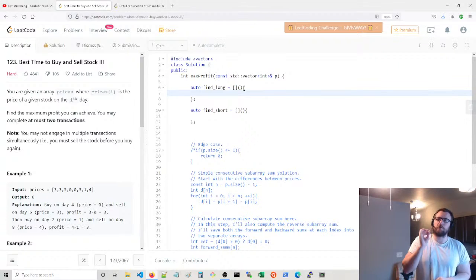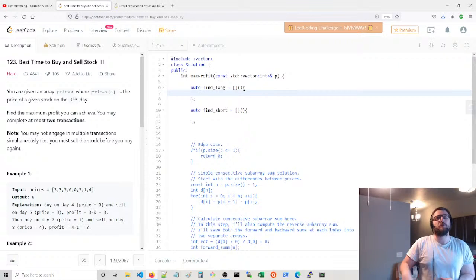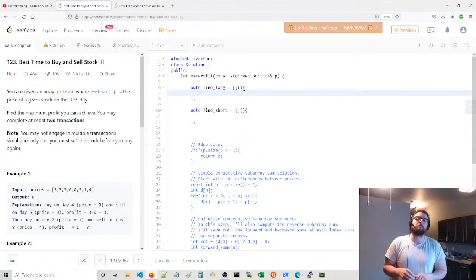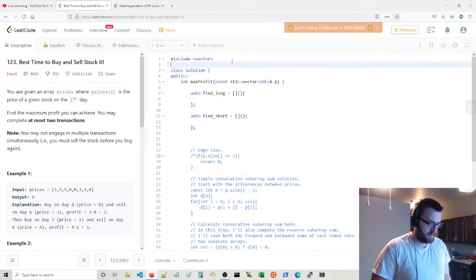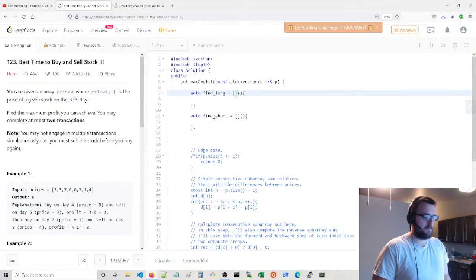Short's going to, if we short the stock, we're going to sell then buy, right? So we're going to sell the stock and then buy it back, and we're going to find the best time to do that, to find the optimal difference there. The short, we don't actually need the indices, by the way, so we're not going to return the indices. So we're going to use a tuple, and I'll explain why we're doing this in a moment, but these are 2 subroutines that'll be useful.